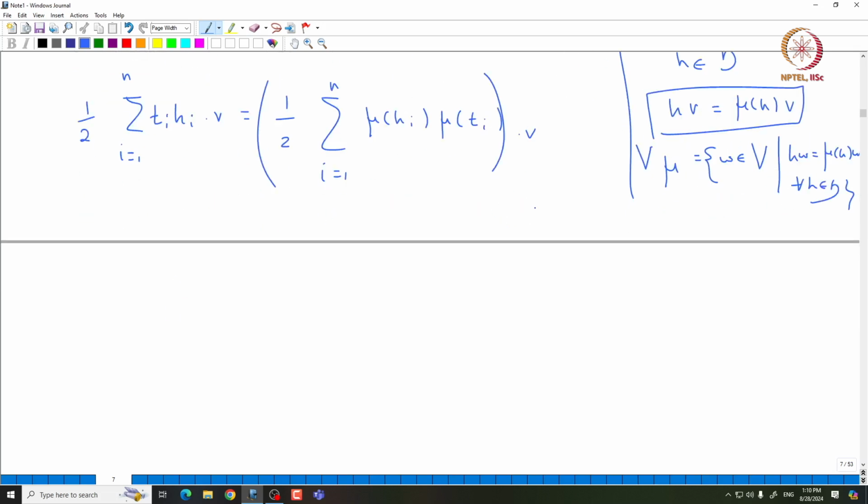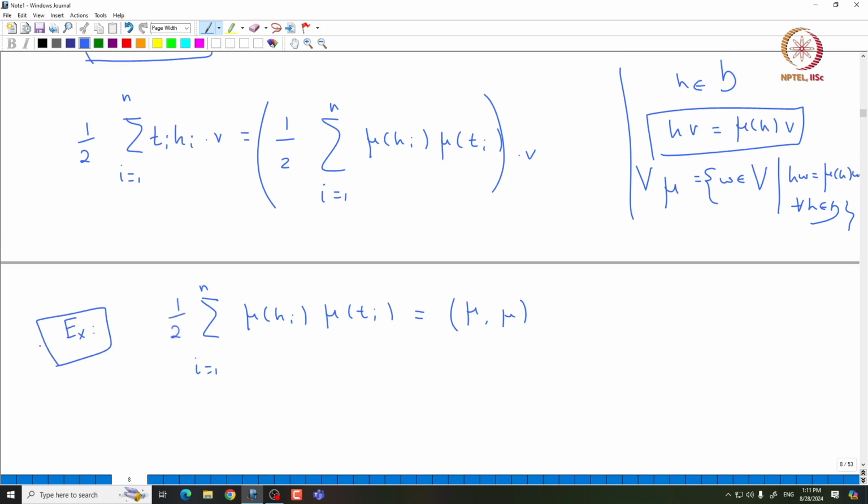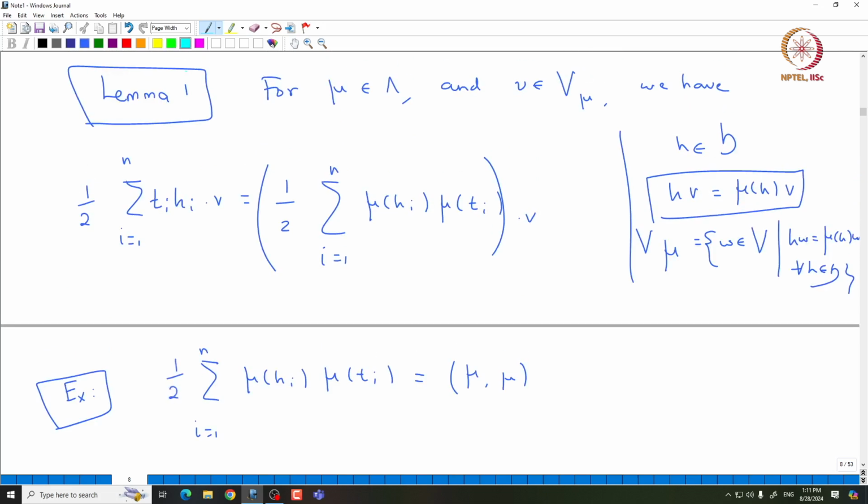But it is not hard to see the summation of mu of h I times mu of T I, because h I and T I are dual bases with respect to the Killing form. If you use that information, then you can easily see that this is exactly equal to the inner product of mu with mu. This is something we have already done; anyway, I will leave it as an exercise for you to do it again. Now this says that the operator, the summation of T I h I, is going to act as the scalar mu mu on this entire space V mu.